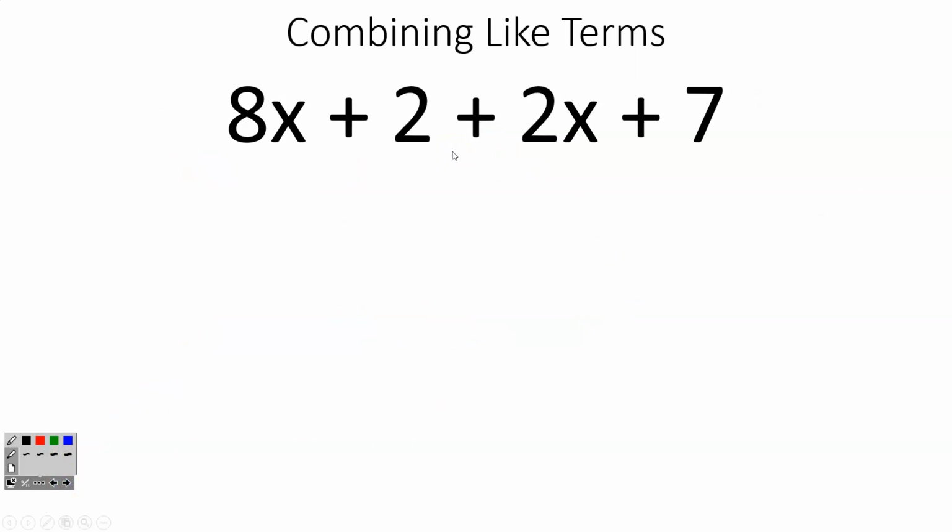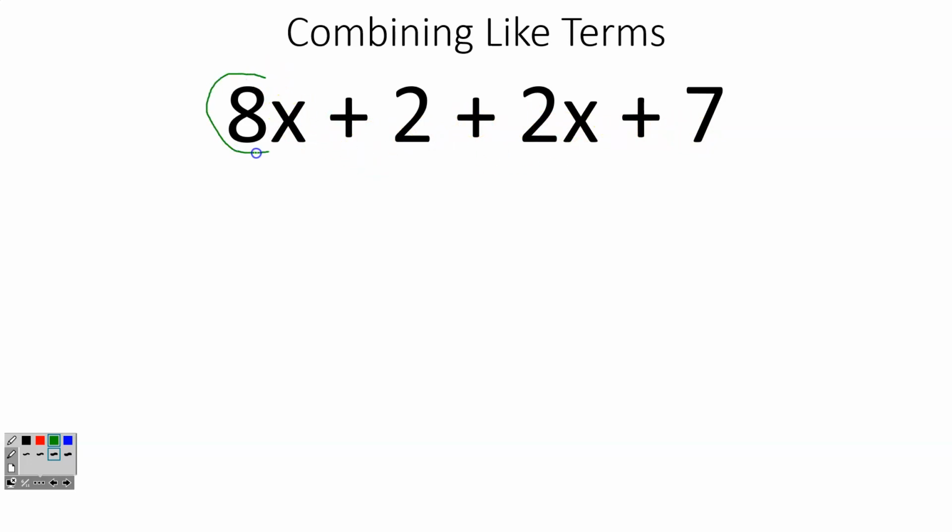The one thing we're going to focus on for this unit is putting shapes around those things that do have something in common. We do this to help identify positives and negatives, what can and can't be combined, and to keep things sorted. So I have an expression of 8x plus 2 plus 2x plus 7.